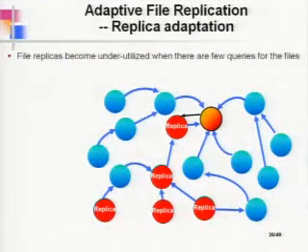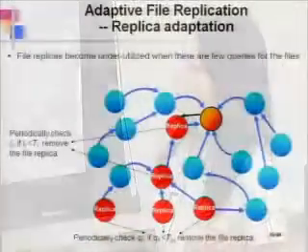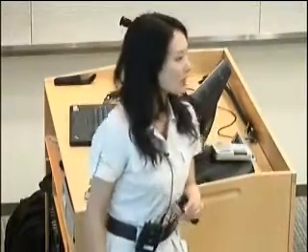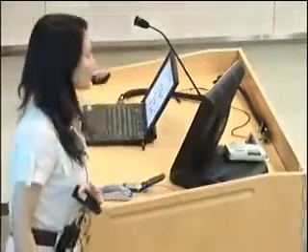Now, the file replicas may become underutilized. So in this case, the replica nodes periodically check their load. If the load is less than TL, they remove the file replica, so that IRM ensures that all replicas are fully utilized. There's no waste of overhead for maintaining the replicas or for the consistency maintenance.